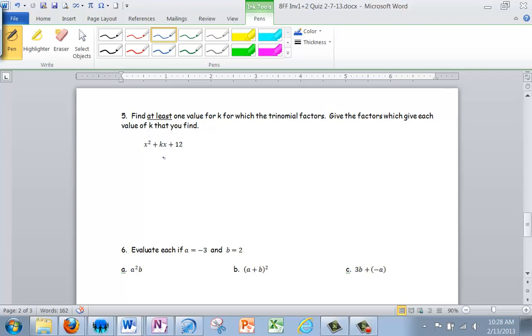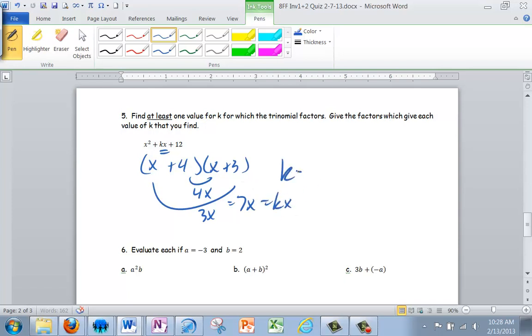So there's a couple ways you could have done it. So just start factoring. If you said x plus 4 and x plus 3 to make 12, then the insides and the outsides would give you 7x. I'm sorry, those are x's, not k's. So it would be 4x and 3x. So when you add those, you get 7x. So therefore, if that's the same as kx, then k equals 7.